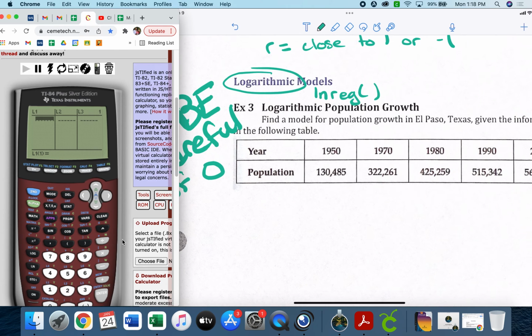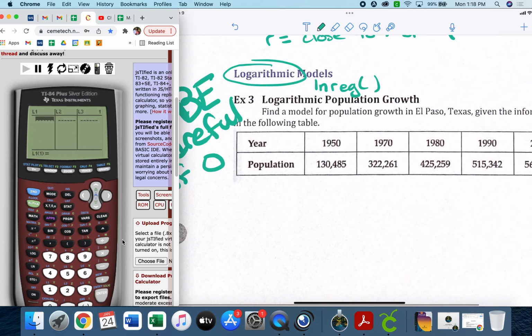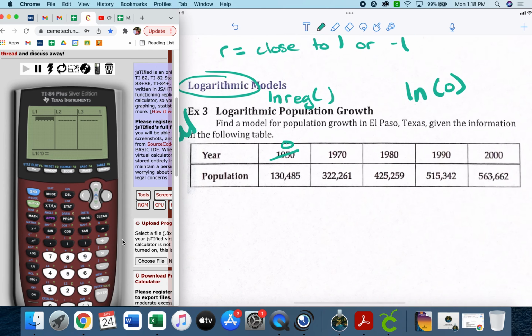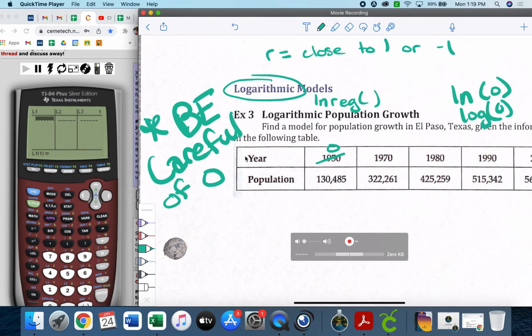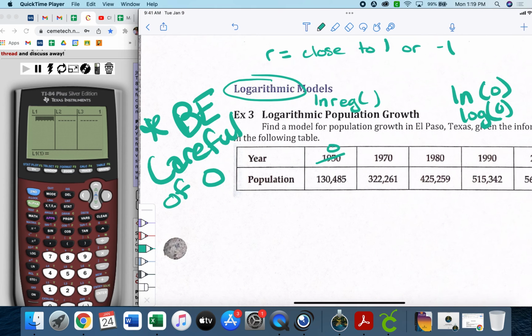Now, here's the deal. If we designate 1950 to be year 0, type into your calculator right quick for me, ln of 0 or log of 0. Domain error. When you're doing a log function, be careful of 0. You can never start with 0 because you can't plug 0 into log, because it has a vertical asymptote at 0, right? So we have to start at something other than 0.